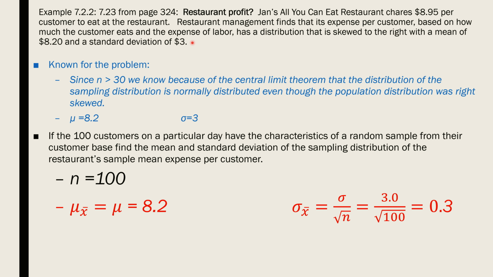If the 100 customers on a particular day have the characteristics of a random sample from the customer base, find the mean and the standard deviation of the sampling distribution of the restaurant's sample mean expense per customer. So we know that the sample size is 100, and the mean of the sampling distribution of the sample mean is the same as the population mean, which is 8.2, and the standard deviation of the sampling distribution of the sample mean should be calculated in this way.